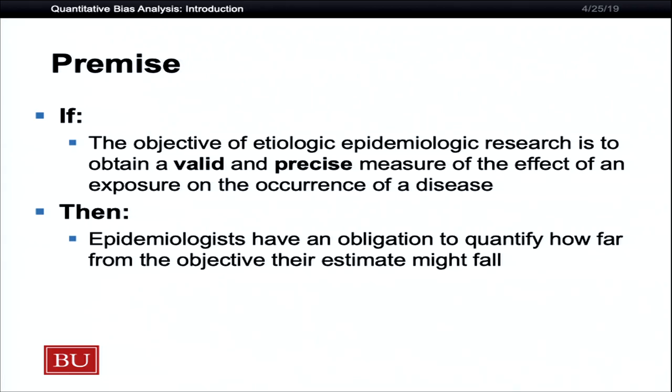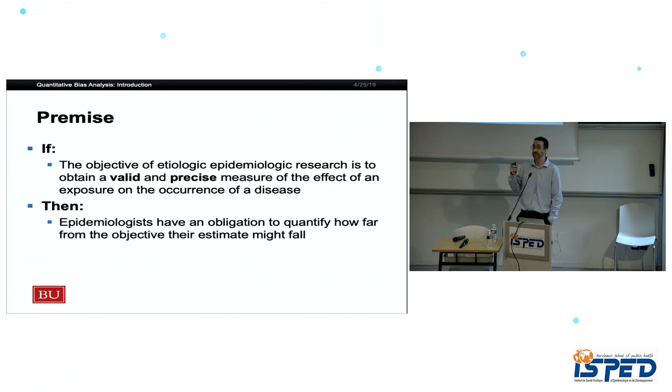And so the idea here is this, and I don't know how you were taught about what the goal of etiologic epidemiologic research is, but the one that I was taught is that the goal is to obtain a valid and precise estimate of the effect of an exposure on an outcome. And some people would add in generalizability. I wouldn't, for reasons that we don't have time to get into. But I think our job is to get at validity and precision. Precision is the opposite of random error, and we always quantify that. But validity, that's the opposite of systematic error. We don't always quantify that. But I think that as epidemiologists, we have an obligation to do so.